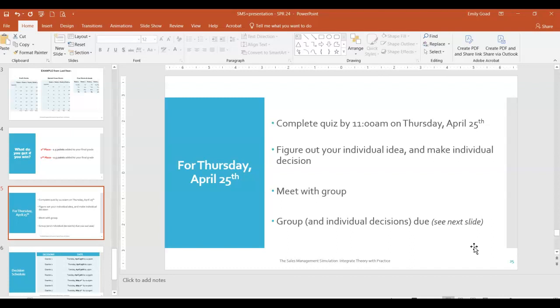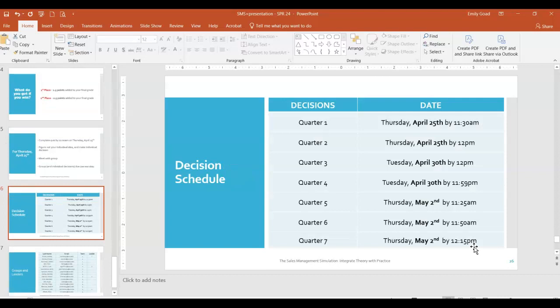Then for Thursday, April 25th, by 11, you need to have completed your quiz. You definitely should have at least made your individual decision. And then you have a little bit of time in class to meet with your group, not a lot of time. And then the decision schedule looks like this.